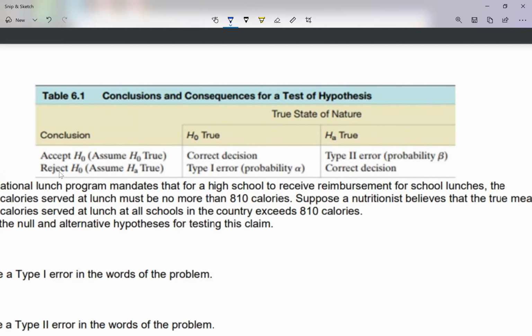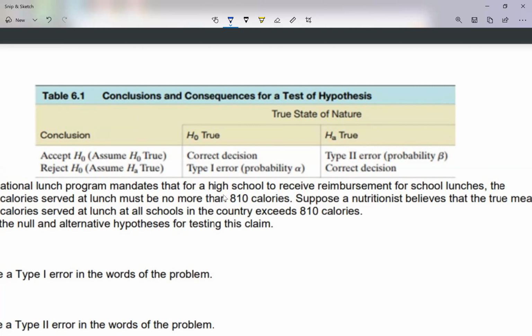Now, if I reject the null hypothesis and the null hypothesis was true, well, I made an error. That's what we call type 1 error, and we call the probability alpha. Do you see my Greek letter there? And then if I reject the null hypothesis, but the alternative was true, well, I made a correct decision.